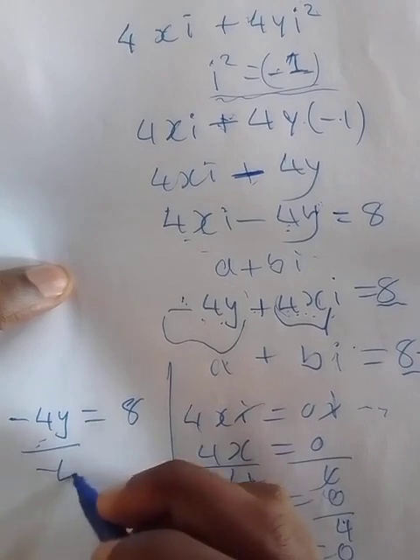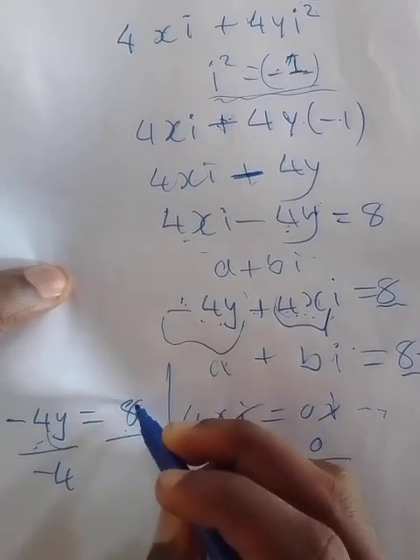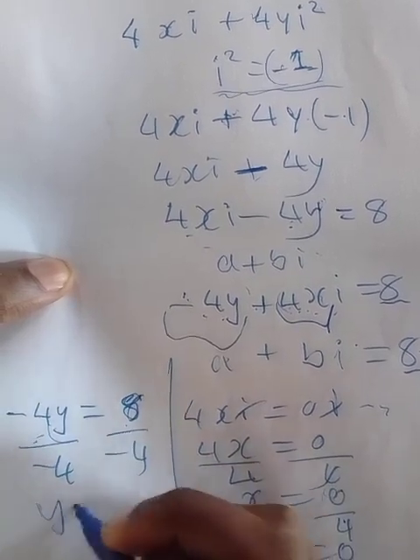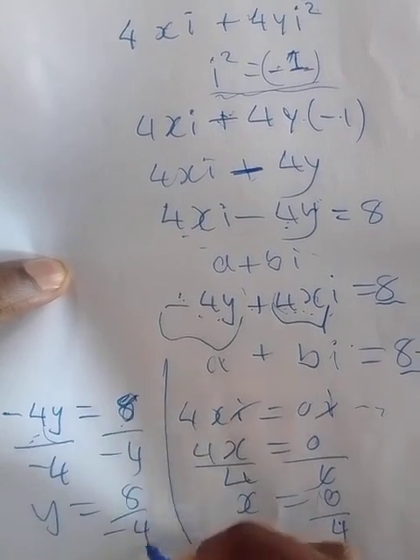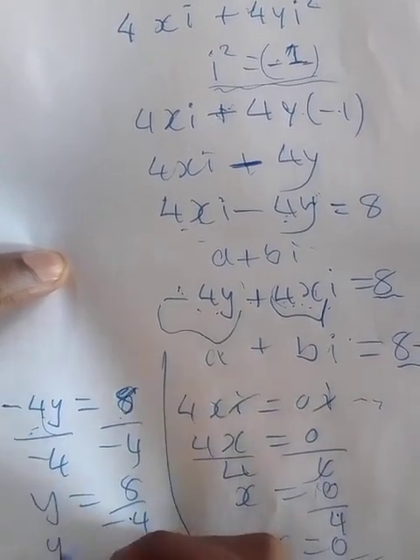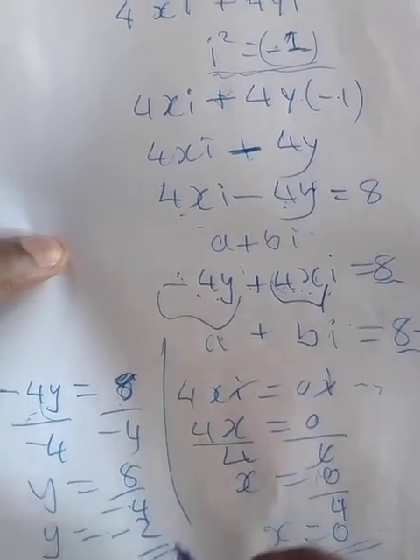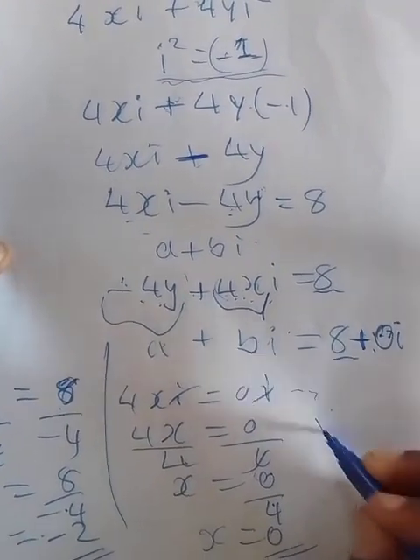So divide through by 4. Now you're going to have y is equal to 8 over negative 4. 4 goes twice into 8, right? And there's a negative, so you're going to have negative 2. So in conclusion, you can say that y is equal to negative 2 and x is equal to 0. You see how we apply the concept.